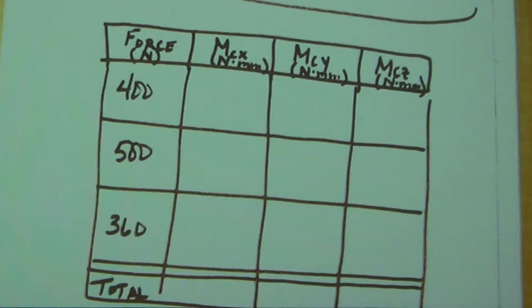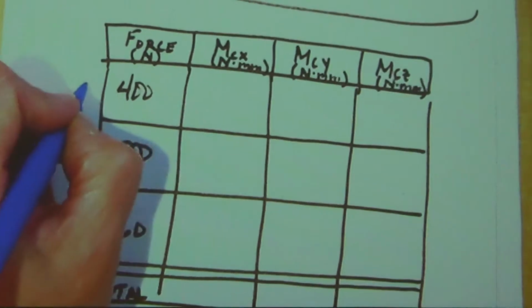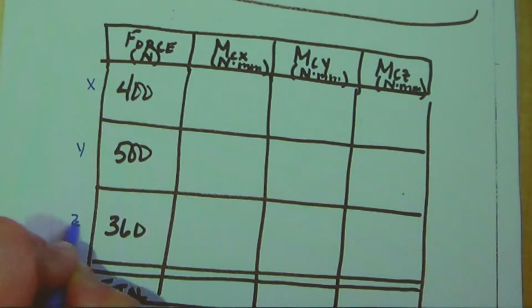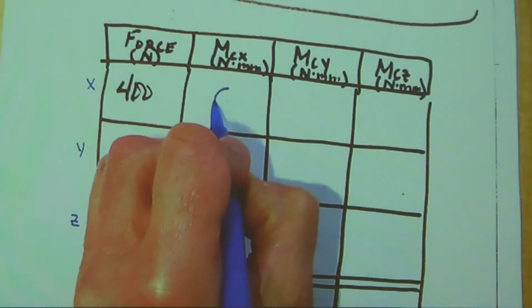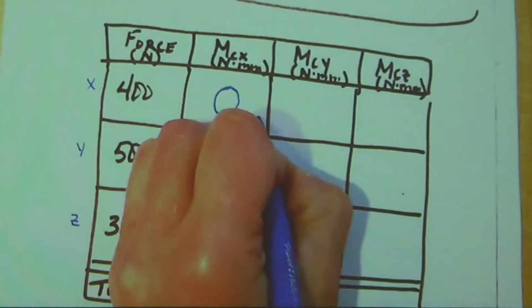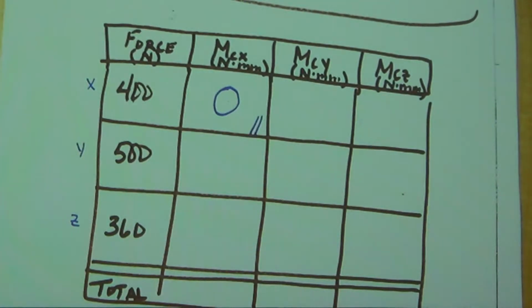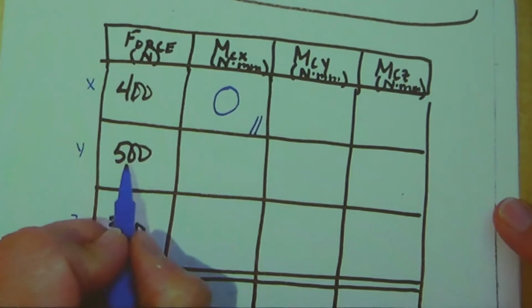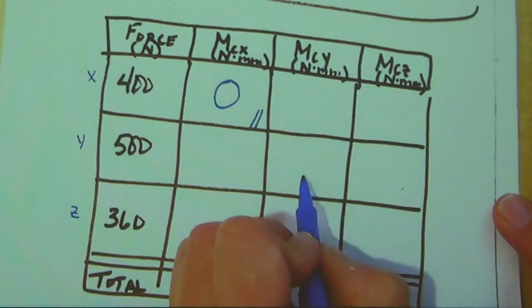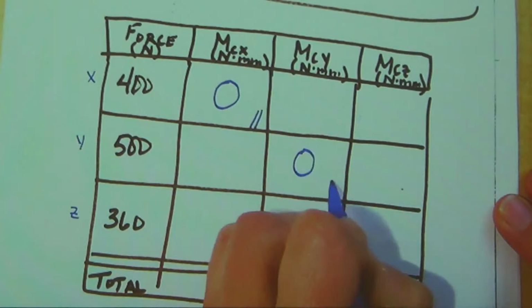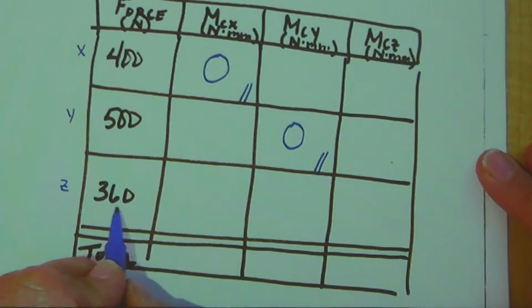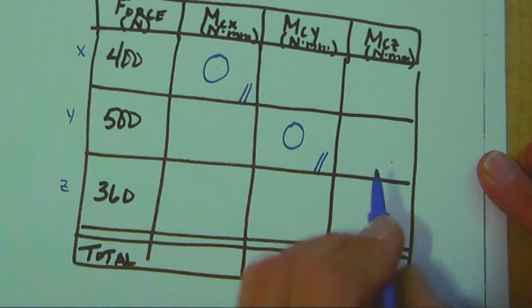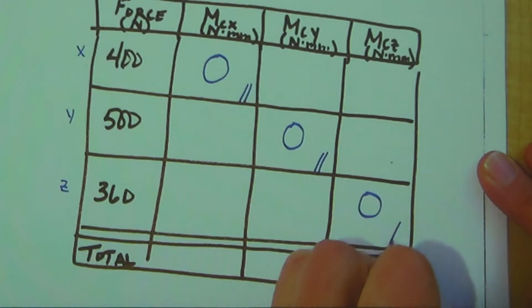So, if this is the x force, and this is the y force, and this is the z force, can this 400 force in the x create a moment in the x? No. Why? Because they're parallel. Can the force in the y create a moment in the y? No. Why not? They're parallel. Let me hear all of you this time. Can a force in the z create a moment in the z? No. Why? Parallel.